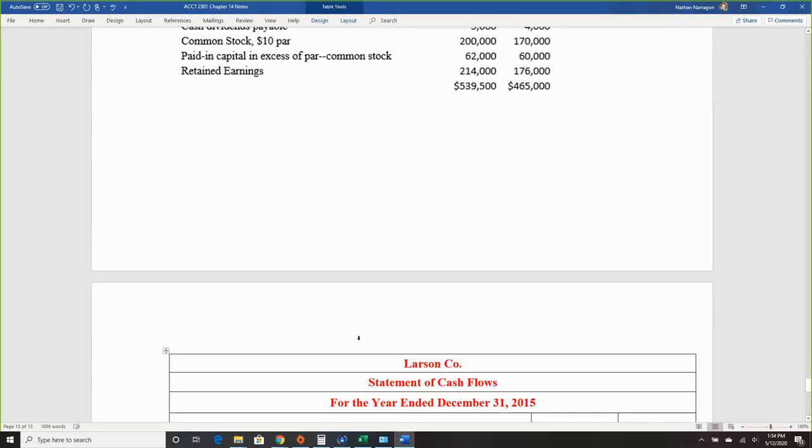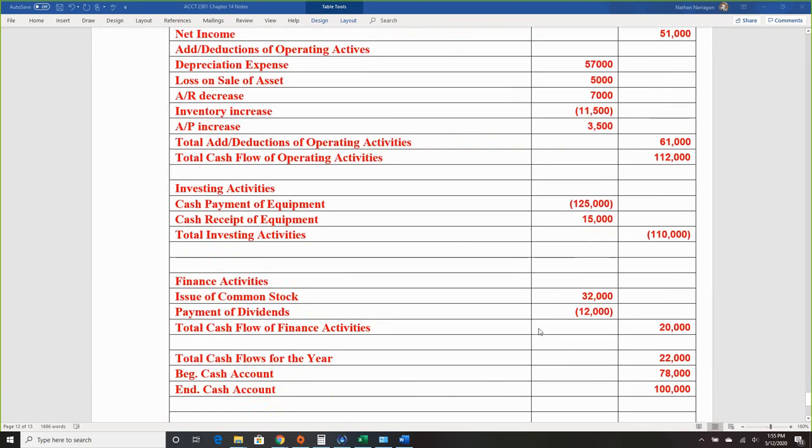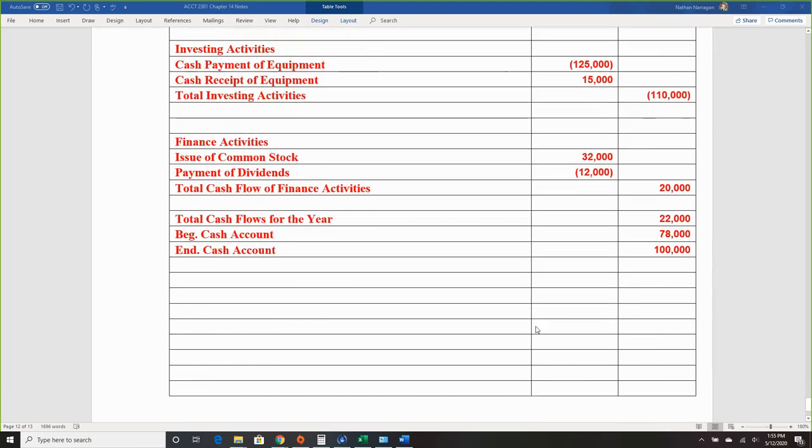So, any questions regarding doing a cash flow statement? Alright, so that actually wraps up the lecture portion of chapter 14.